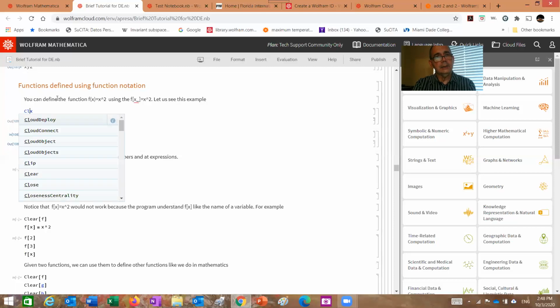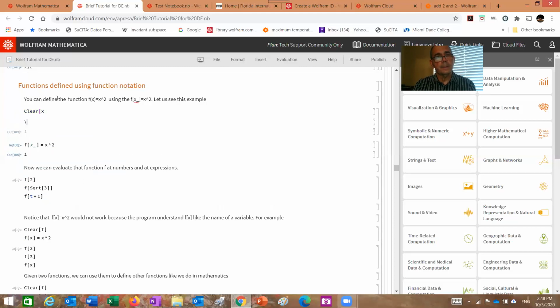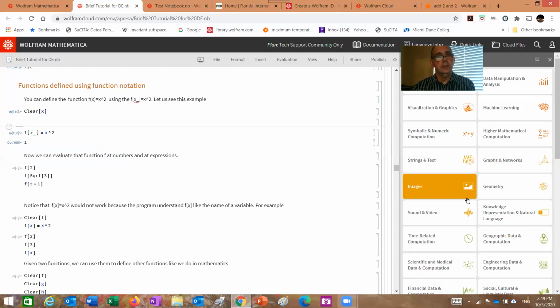You enter clear, bracket and then the x. Then bracket, and then you press shift enter and you get nothing. Let me erase this cell for that output. We don't need it anymore. And now when you put the cursor on top of the new input and you press enter, notice that it returns x squared. But now it works as a function, as a regular function.